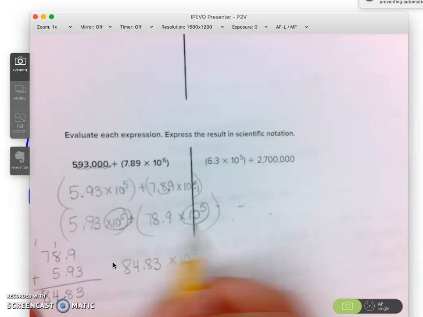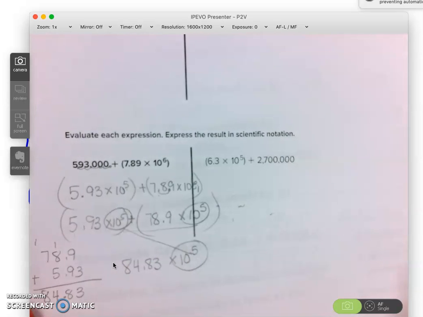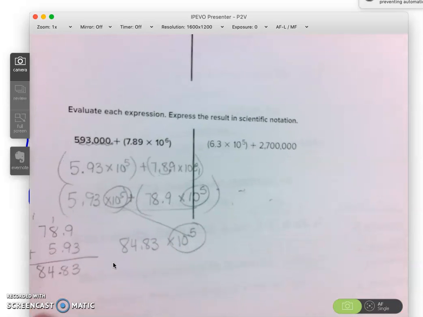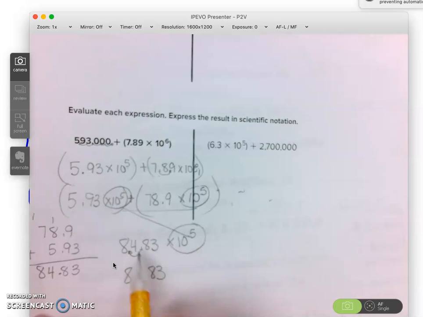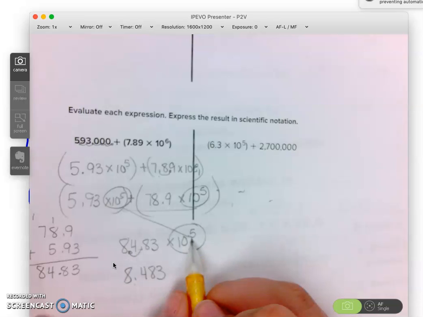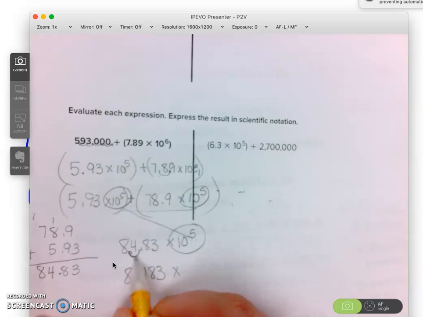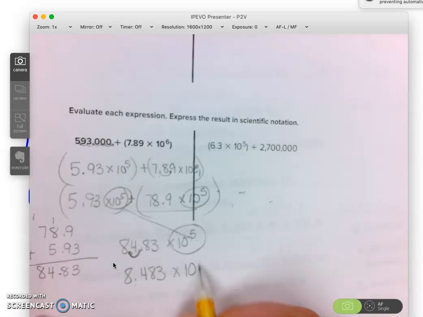Remember, these come down here. But my answer is not in scientific notation, so I need to get my decimal from here to here. So 84.83 becomes 8.483. This number became smaller from 84 to 8, so this one has to get bigger. And I only moved it 1 decimal place, so it's going to be 10 to the 6th power.